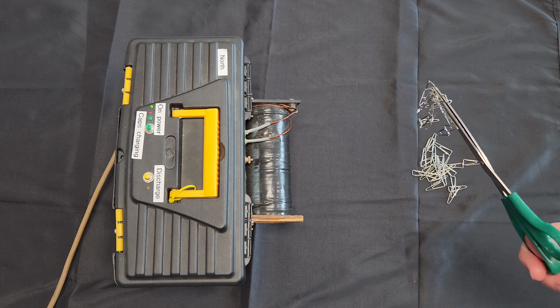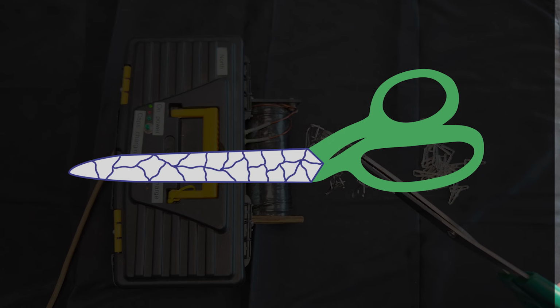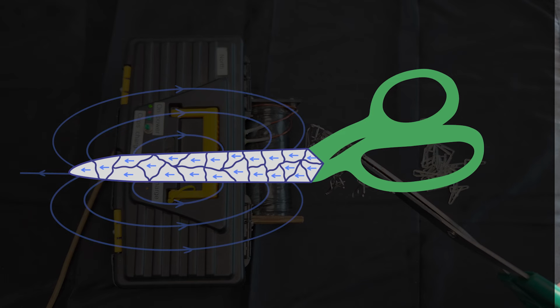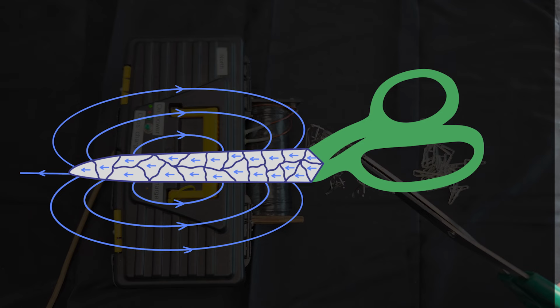This happens because these scissors consist of regions that behave like small magnets, which we call magnetic domains. Initially, the domains are randomly aligned, causing their individual magnetic fields to effectively cancel, resulting in no overall magnetic field. However, by placing the scissors in the electromagnet, the domains align to its strong field and consequently with each other. Now, instead of the domains opposing each other, they work together, resulting in an overall magnetic field.